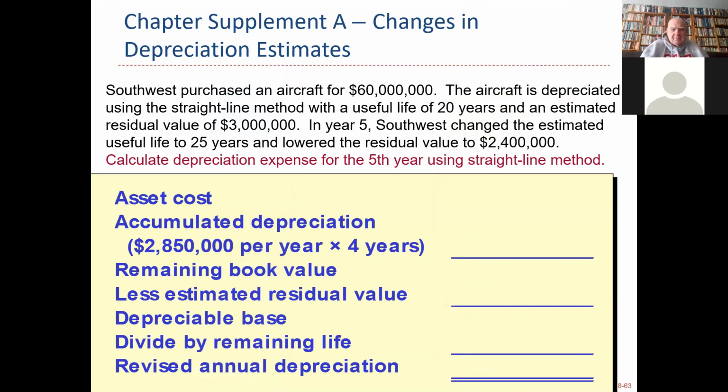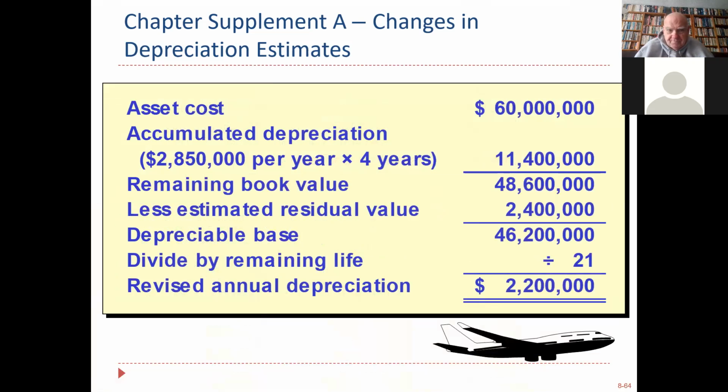It's a little tricky, and you're certainly not going to have to do this whole grid on the test, but you might get a question that says, what's the new remaining book value? What's the new residual? So let's take a look here. Purchased for 60 million. Aircraft was depreciated over 20 years. I guess that's 3 million a year. And in year 4, I'm assuming that's the start of year 4, Southwest changed the life to 25 years and lowered the residual. So let's see what we have here.